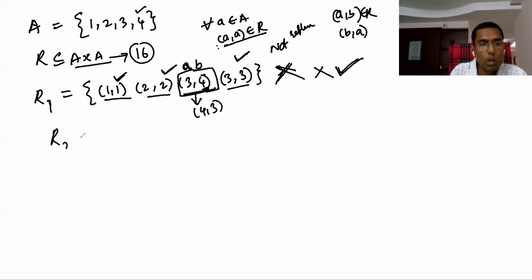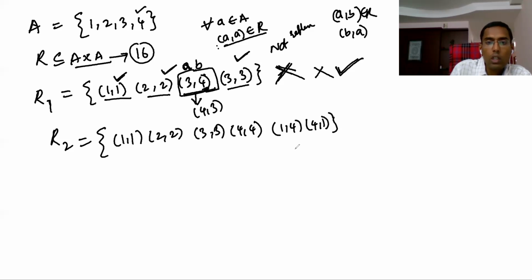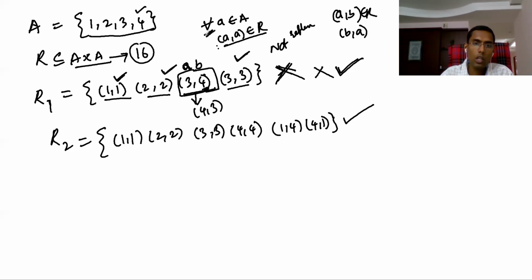So I'll take one more, R2. I am taking (1,1), (2,2), (3,3), (4,4) and (1,4), and (4,1) also I am taking. Whether it is reflexive or not? Yes, reflexive. Why? Because here 4 elements are there. Reflexive means (1,1) should be there. For all a belongs to A, (a,a) should be there.